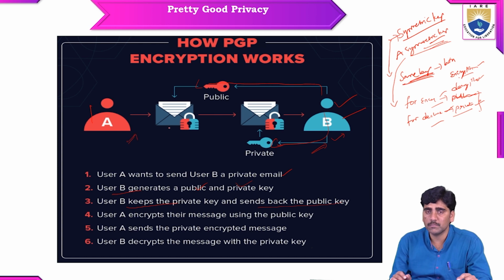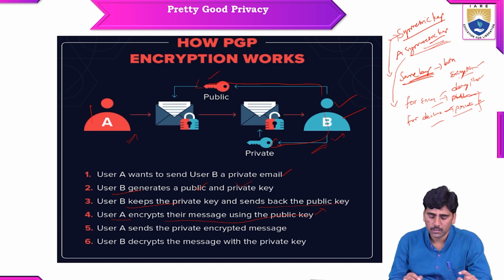Now user A received that mail as well as that public key. So user A encrypts their message using the public key. User A wants to send the mail or file to B. At this moment, user A encrypts their message. What he wants to send to user B is going to be encrypted. With the help of this public key, he is able to encrypt that mail as well as the file.